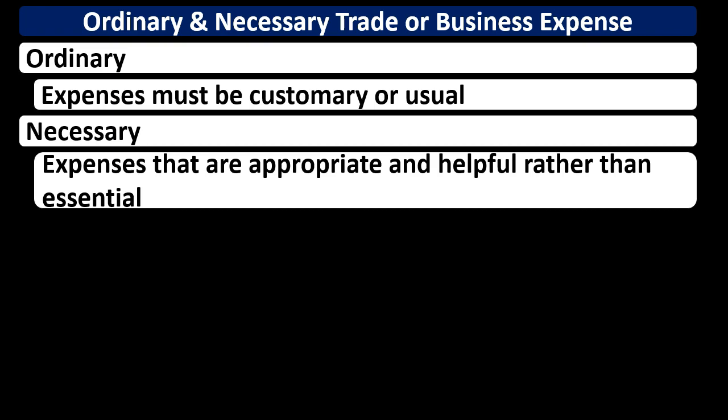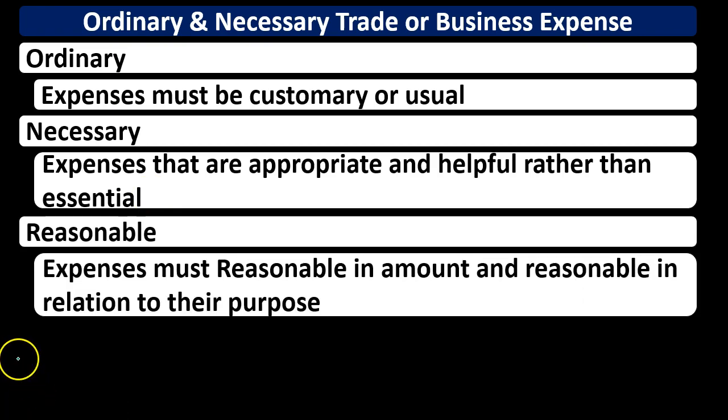Then we have the concept of necessary. So ordinary and necessary. Necessary expenses that are appropriate and helpful rather than essential. So that's the condition we need to meet in order to have the deduction. We need to have it be appropriate and helpful, not necessarily meeting the criteria of being essential in order to take that deduction for the Schedule C.